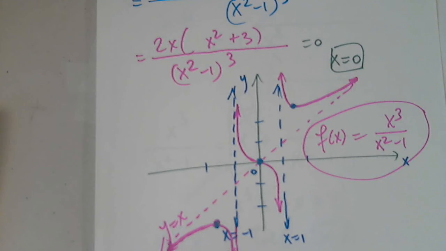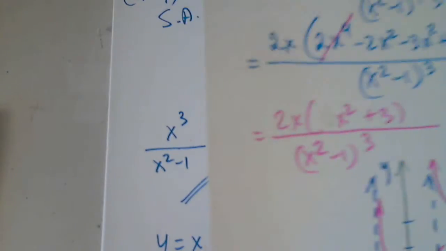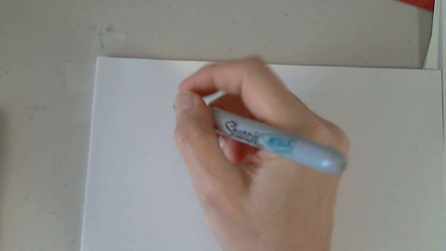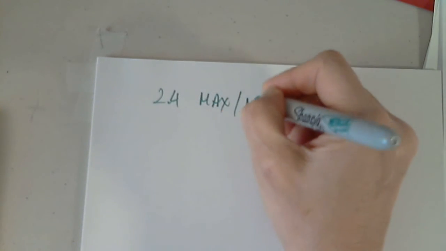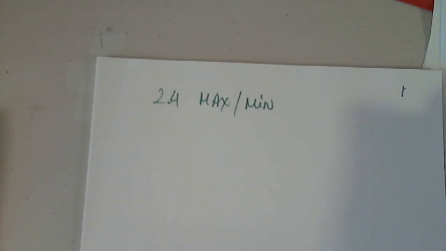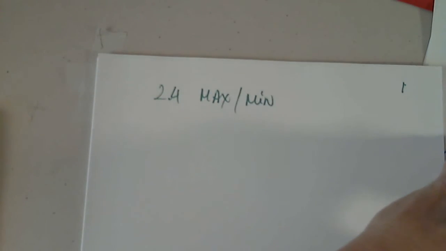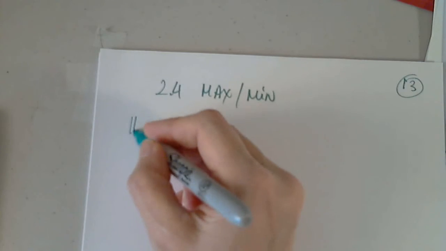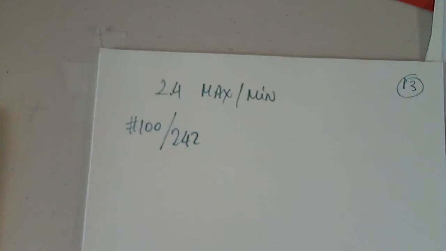Okay, one application that I would like to look at, I know we only have like 6 or 7 minutes roughly. I just want to look at one application in the next section of 2.4 that deals with max min. And we have other applications in that section, but just one for now. So 2.4, max min. I'd like to look at labor, problem 100 on page 242.